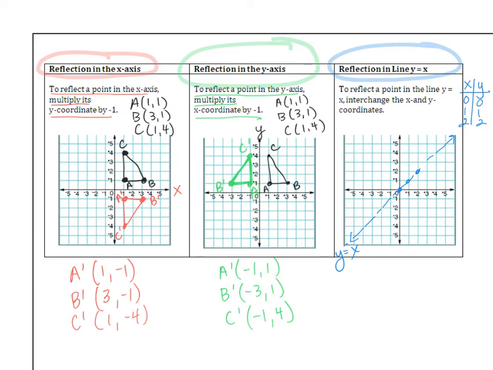So we're going to start by graphing our same three original points. We're going to graph A at 1, 1, we're going to graph B at 3, 1, and we're going to graph C at 1, 4. So please go ahead and graph those 3 points, label them, connect them.